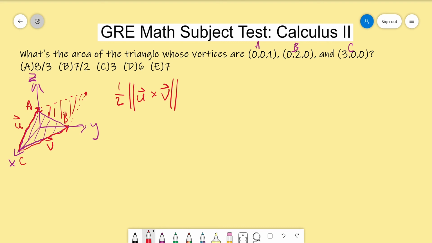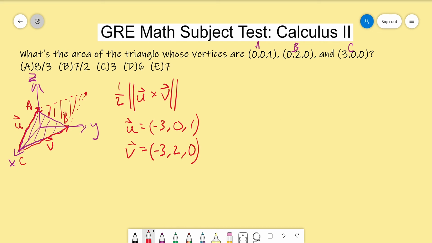Well, first of all, let's write what U is. In order to find U, we have to take where the vector ends, that's A, and subtract where it begins, so that's C. So that's going to be 0 minus 3 is negative 3, and then we have a 0 minus 0 and a 1 minus 0, so that's U. And V is going to be B minus C, so that's going to be 0 minus 3, which is negative 3, and then 2 minus 0 is 2, and then 0 minus 0 is 0. Okay, so these are our two vectors.